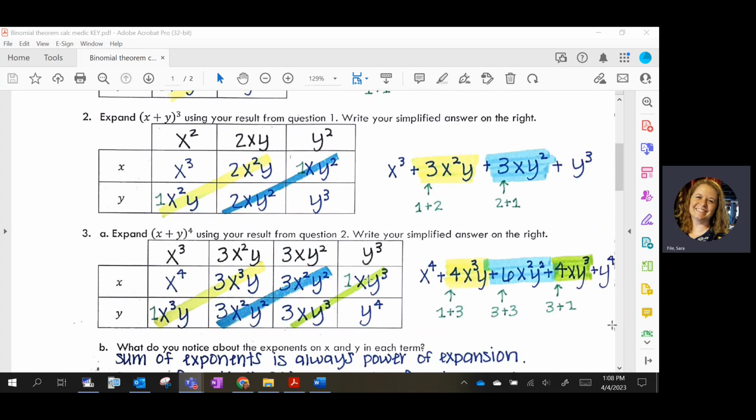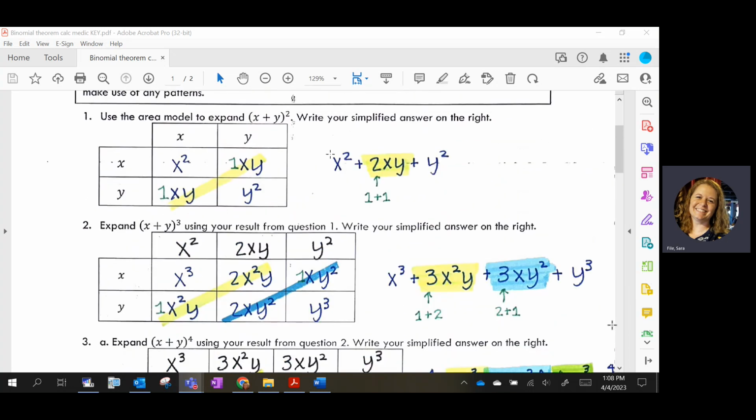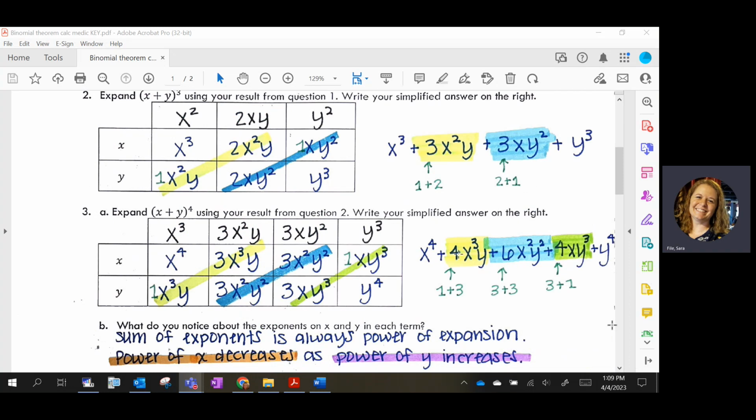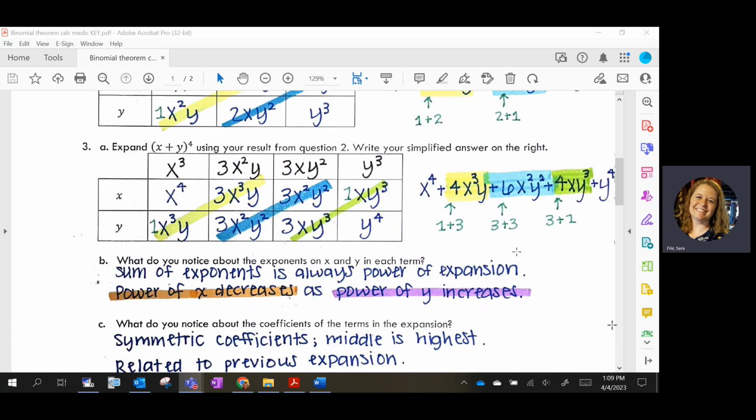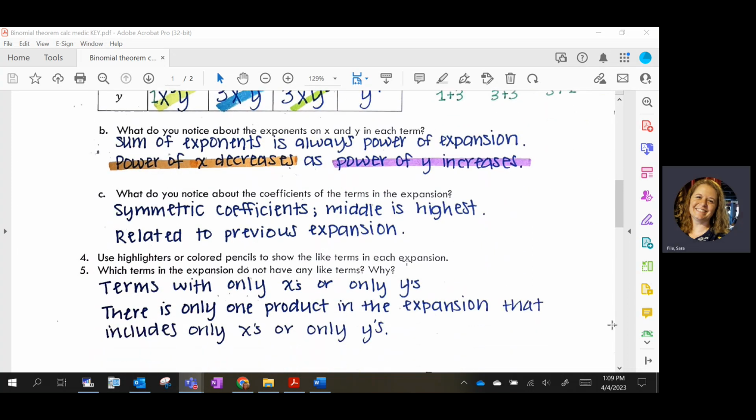If I come back up here and look at the very first one, I've got 1, 2, 1. Okay, for number 2, I've got 1, 3, 3, 1. Here I've got 1, 4, 6, 4, 1. Do y'all see that? That's the coefficient. So it's symmetric, okay? It's highest in the middle. The ends are both ones. Where it's just the x or just the y, the coefficient is just a 1, okay?